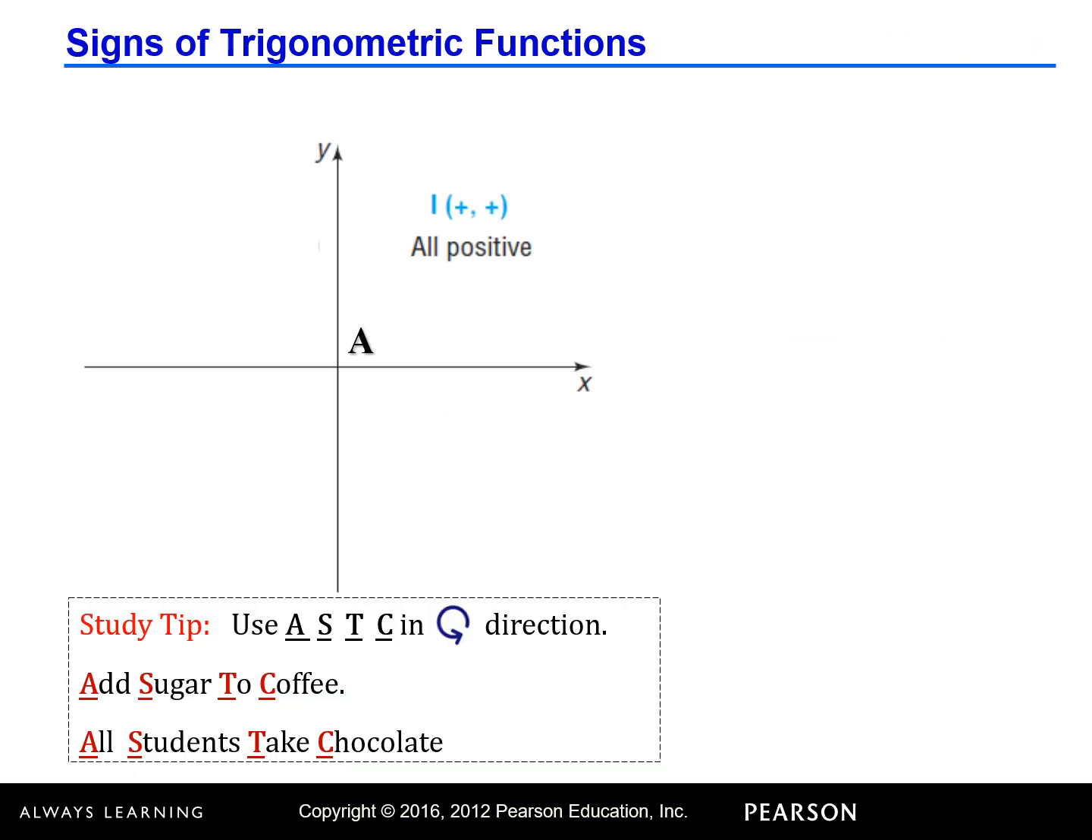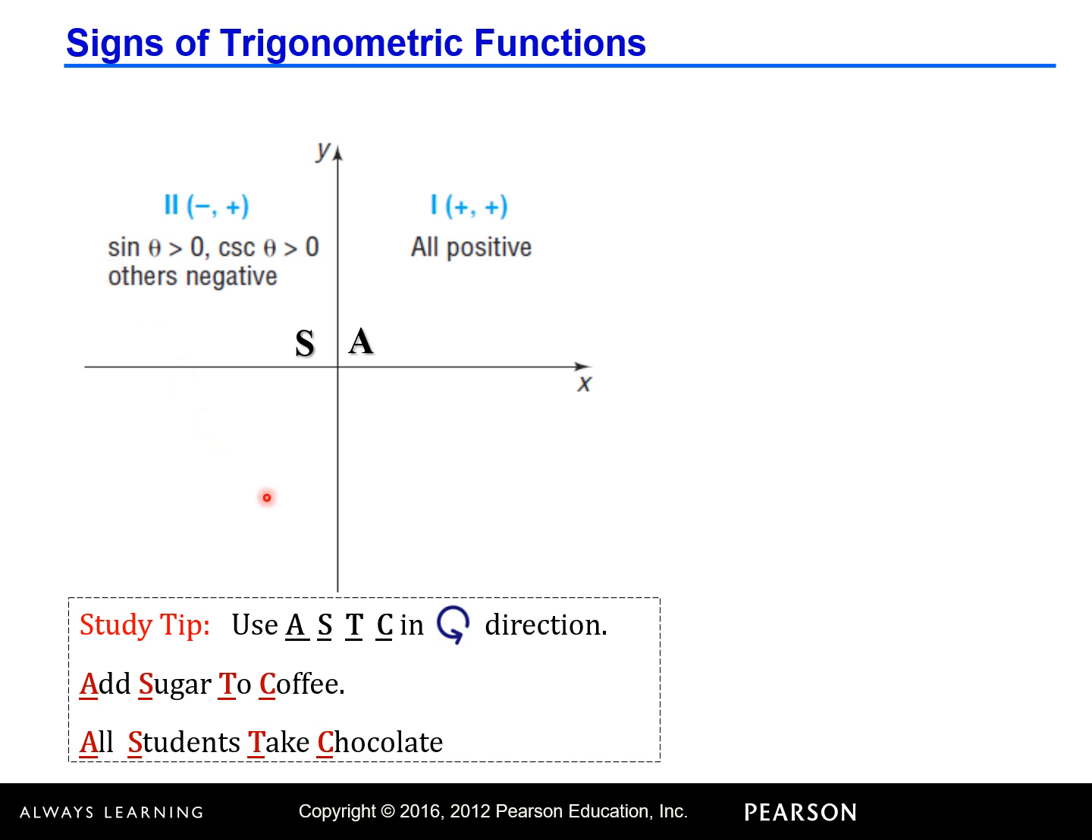Now let us explore the signs of trigonometric functions. If the angle is in quadrant 1, all trigonometric functions are positive. In quadrant 2, the only positive functions are sine theta and cosecant theta, which is the reciprocal of sine. The rest of the functions are negative. This S stands for sine.